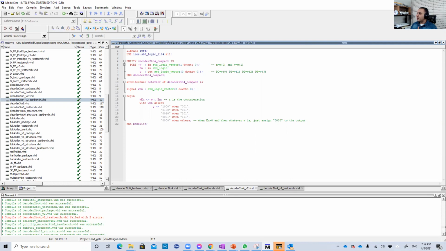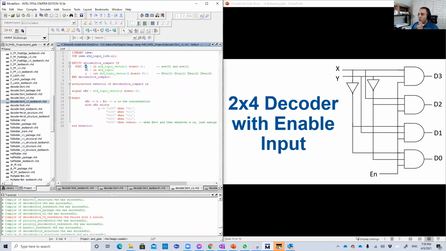Instead of defining X and Y as my inputs, I define a standard logic vector, which is 2 bits. I represent X by the first bit of that vector, and Y by bit number one of this standard logic vector. It's basically the same, I combined X and Y in one variable. The enable is still a separate bit, I didn't touch it. But the outputs are also compacted in a standard logic vector, now 4 bits. I call it Y, you can call it whatever, of course. So D0 is Y of 0, D1 is Y of 1, and so on. It's a more compact way.